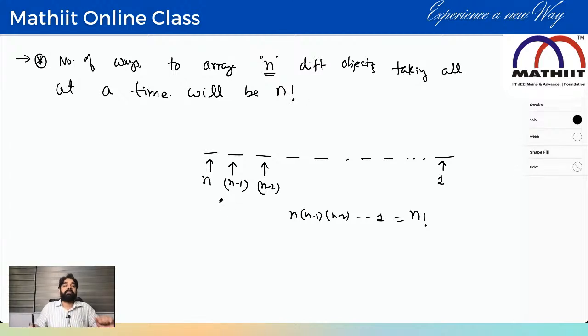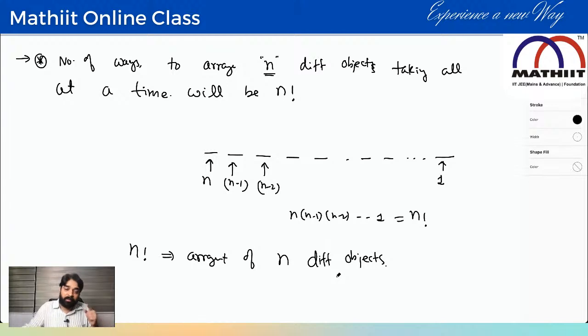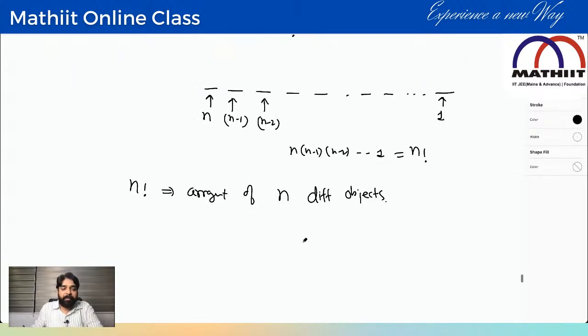The actual meaning of n factorial is what? It's an arrangement of n different objects. See, I'm not doing this question; you can also do it. I'm just trying to tell you the meaning of n factorial. N factorial, we can understand this way: it's an arrangement of n different objects. That's all. If anybody asks what n factorial actually is, we'll say it's just an arrangement of n different objects. Am I right?